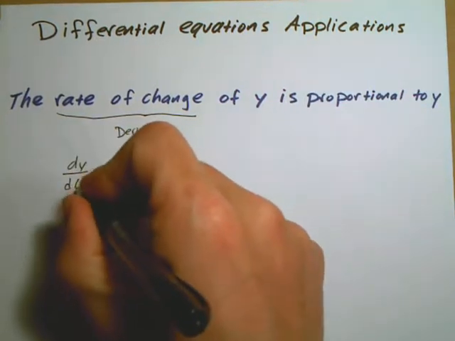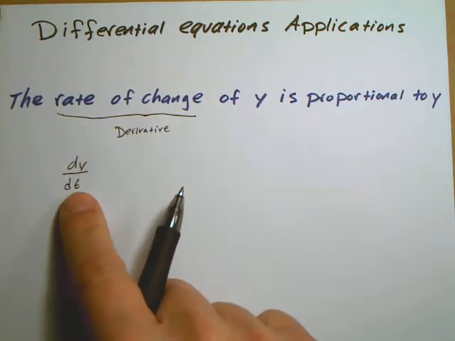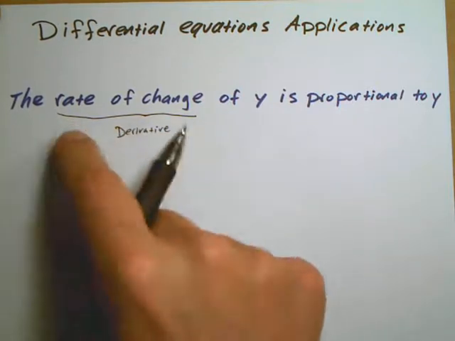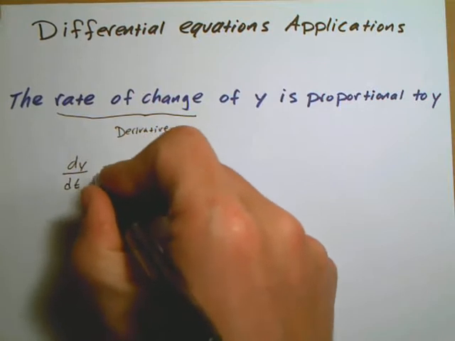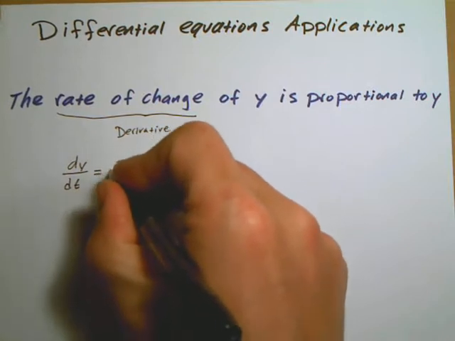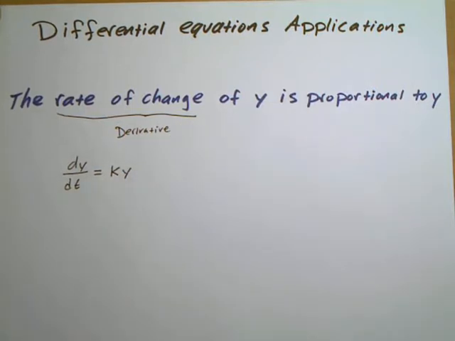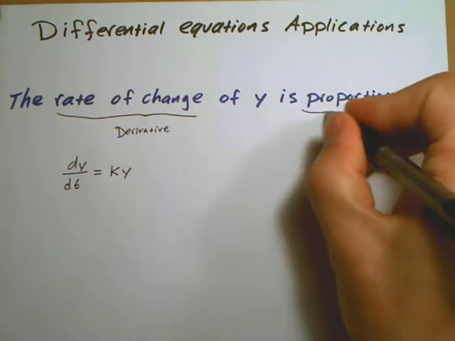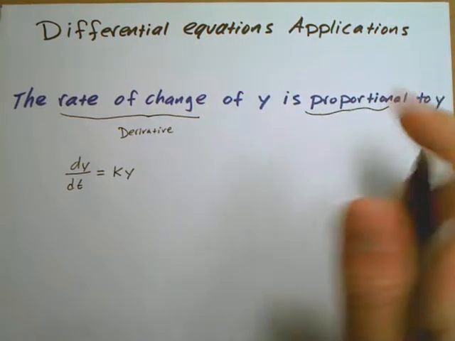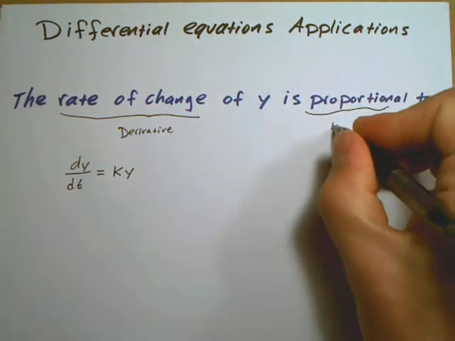So we're going to say with respect to t, so dt. So the rate of change of y, so dy dt, is proportional. So we're going to put k times y. So the proportionality is where I got the k from. So k is going to be the proportionality constant.